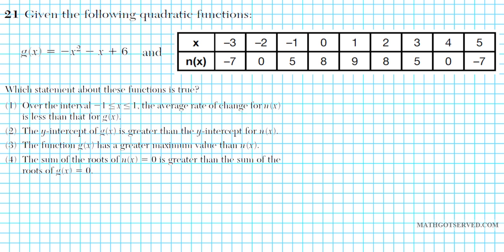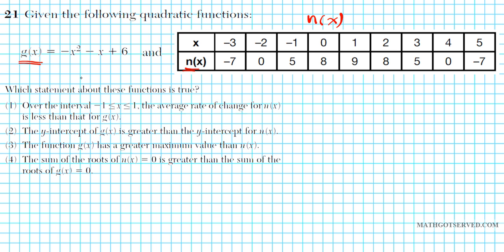It says, given the following quadratic functions, so we have a quadratic function in symbolic form or algebraic form, and we have a quadratic in numerical form in a table of values. So these two are two different functions of a quadratic nature that are being represented in different forms. Okay, so let's go ahead and see which of the following statements are true. So this right here is n of x, and this is g of x right here. Let's underline their names.